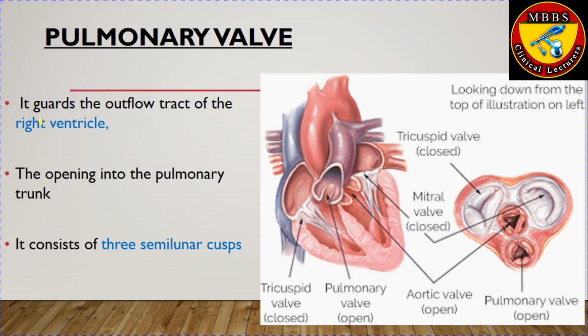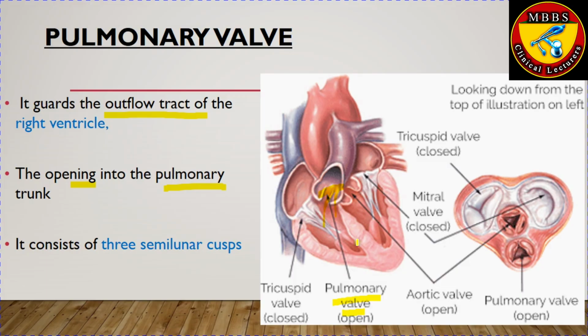Okay, it guards the outflow tract of the right ventricle, the opening into the pulmonary trunk. Now you can see in this figure, this is the right ventricle and this is the outflow tract of the right ventricle entering into the pulmonary trunk. This is the pulmonary valve. So when the ventricle contracts, the pulmonary valve is opened and the blood is pushed into the pulmonary trunk.